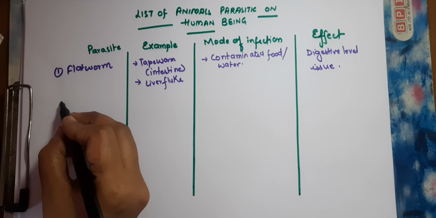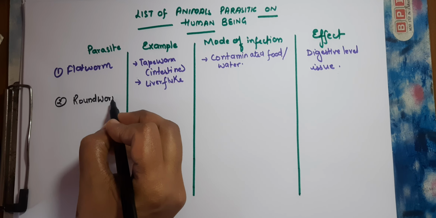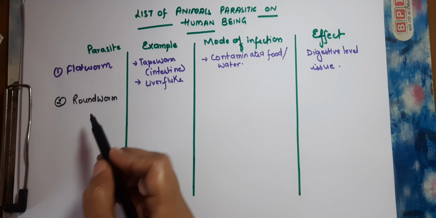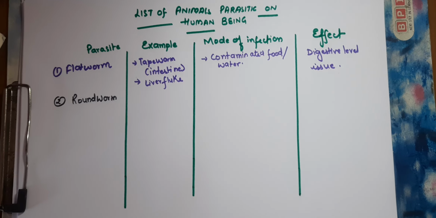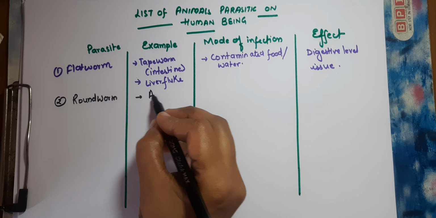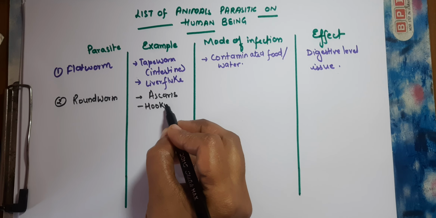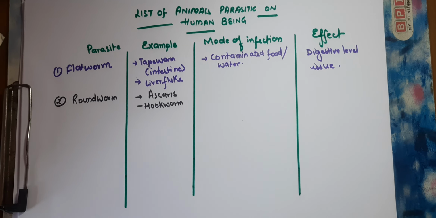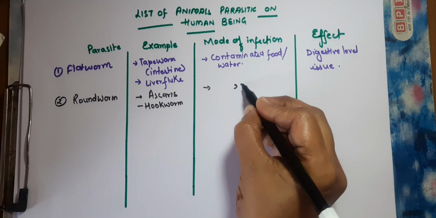The second parasites, students, are the roundworms. I already told you that the flatworms are platyhelminths, and the roundworms are also known as Nematoda. The roundworms are internal parasites found in the human digestive system, blood or other tissues. Examples include the ascaris and the hookworm. Ascaris lives in the intestine and feeds on partially digested food, and the infection occurs through the consumption of contaminated food and water again.